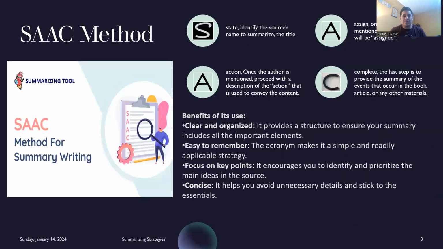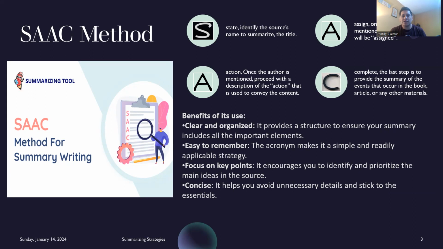Okay. In the first one, I have the SAAC method. It is an acronym. The S means state, which basically means the name of the source, the title of the source. The A means assign. Once we have the name of the source, we have to find the author's name. It means the author's name.